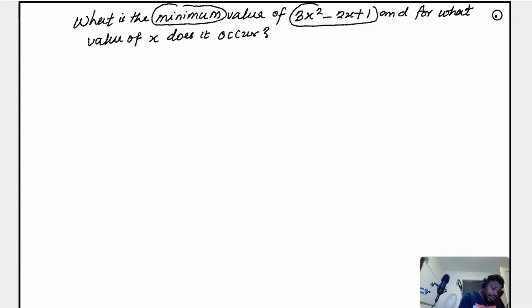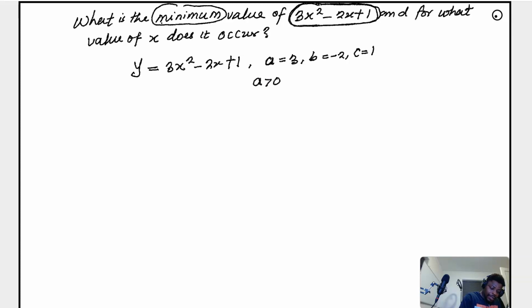Now, we are looking for the minimum value of this function. Remember, they said minimum value, okay? Why did they say minimum value? Why didn't they say maximum value? Okay, so the function is 3x squared minus 2x plus 1. That is what they've given us, right? Okay, here, what is a? My a is 3, my b is minus 2, and my c is 1. So our a is 3. A is greater than 0 because 3 is greater than 0.